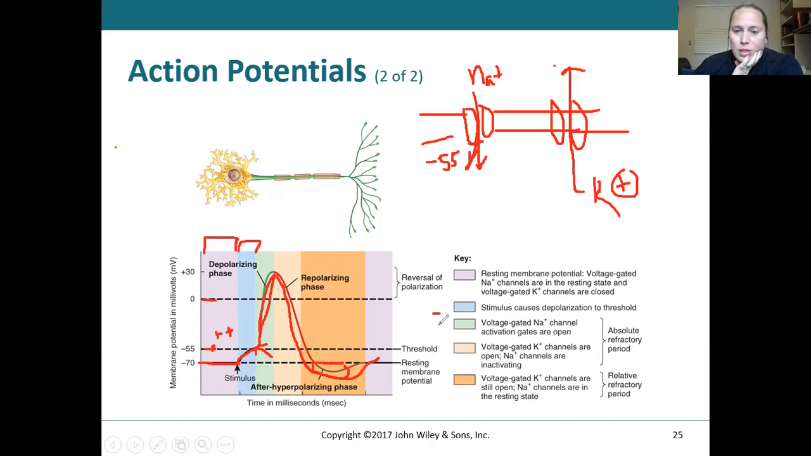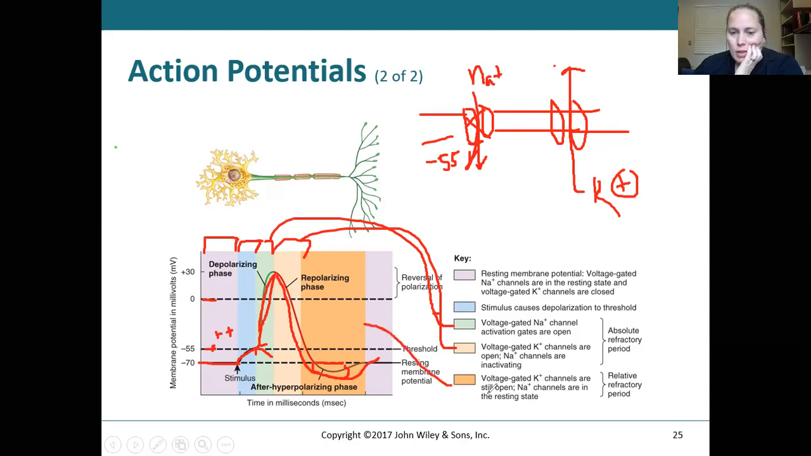That's this region here. And then this period that we see here is when voltage gated sodium channels are open and the activation gates are open. So that goes. And then during this phase here, the voltage gated potassium channels are open and the sodium channels are inactivated. So these essentially close, these are open. And so because of that, the cell becomes more negative.